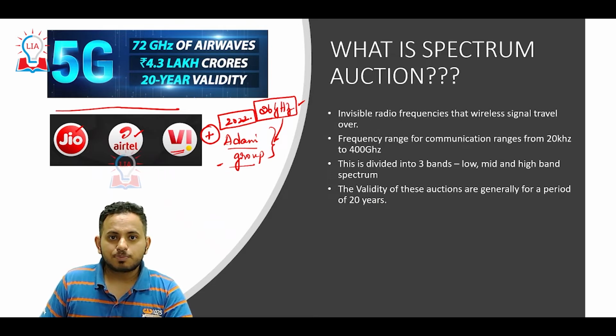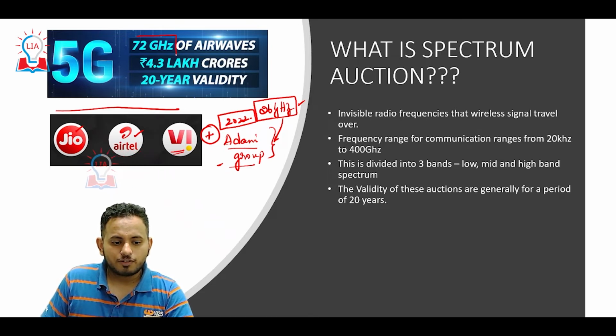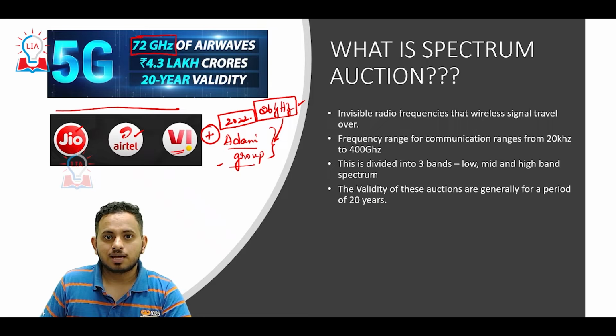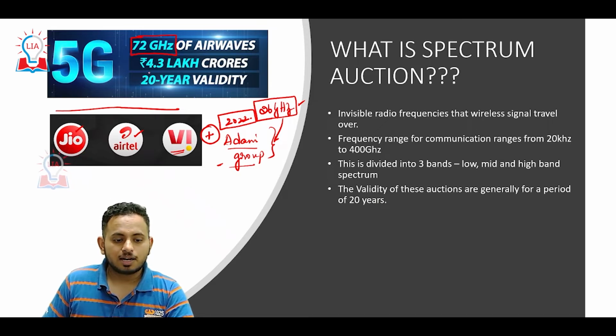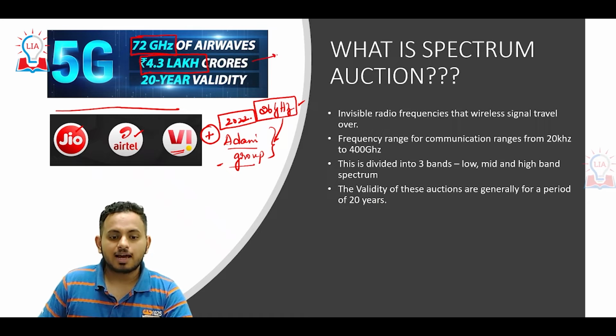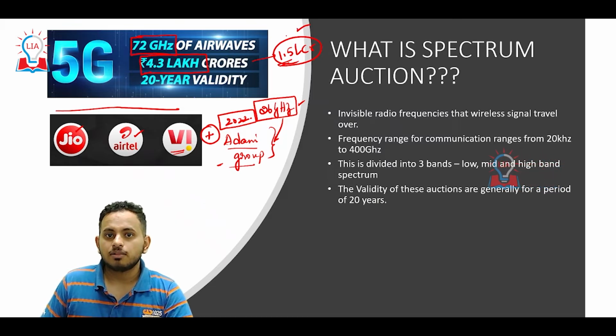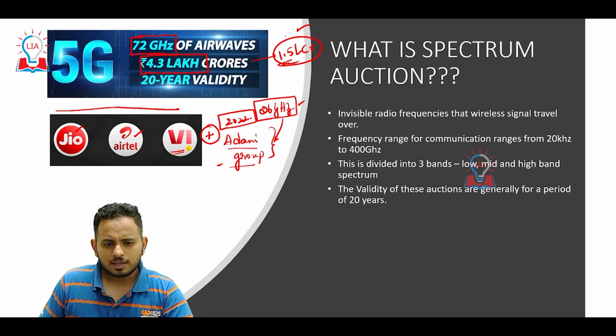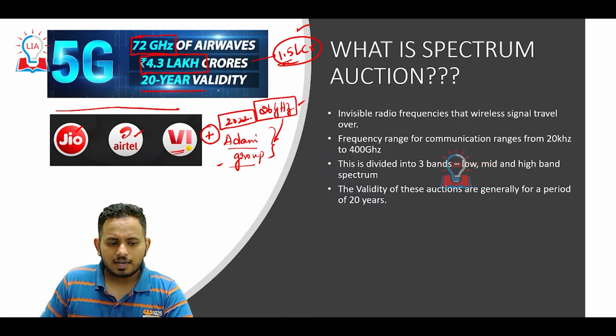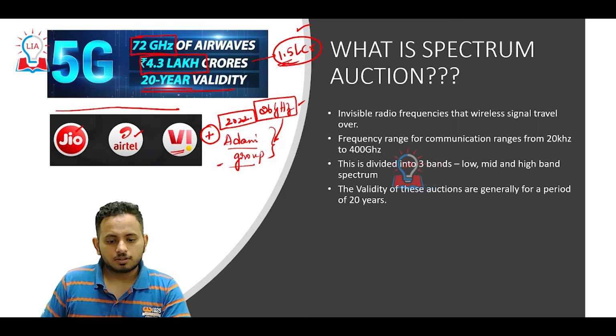See, this 5G spectrum auction actually happened for 52 gigahertz of the airspace, and the government expected the revenue of 5.3 lakh crores, but in reality, all government could get was 1.5 lakh crores. Okay, this is the amount of the entire spectrum auction that happened in the year 2022. Recently, it got concluded. So the validity period for the 5G spectrum would be generally 20 years.